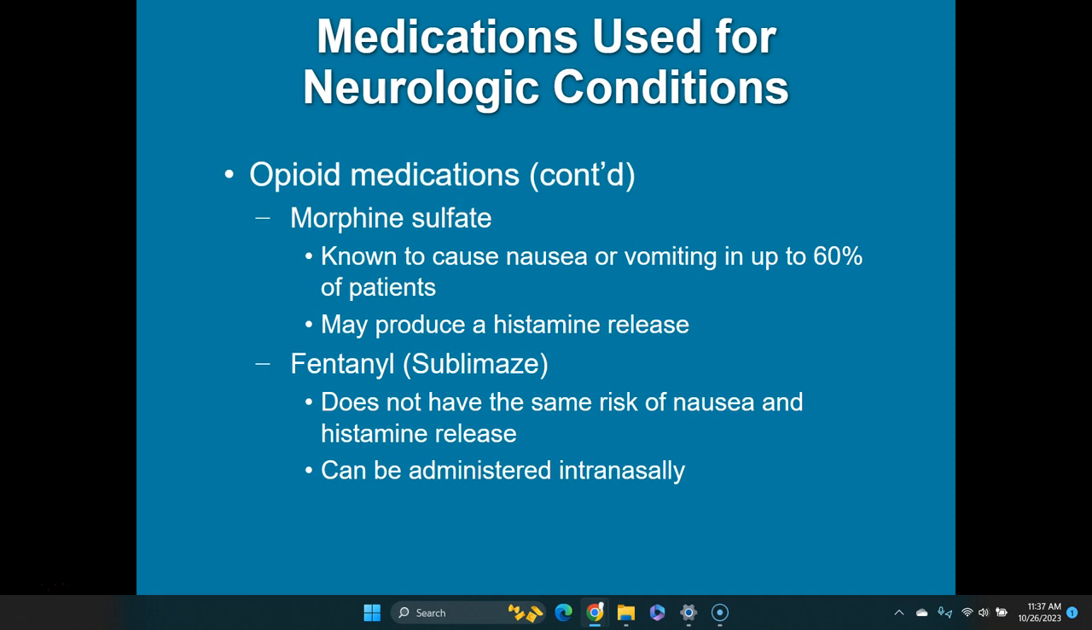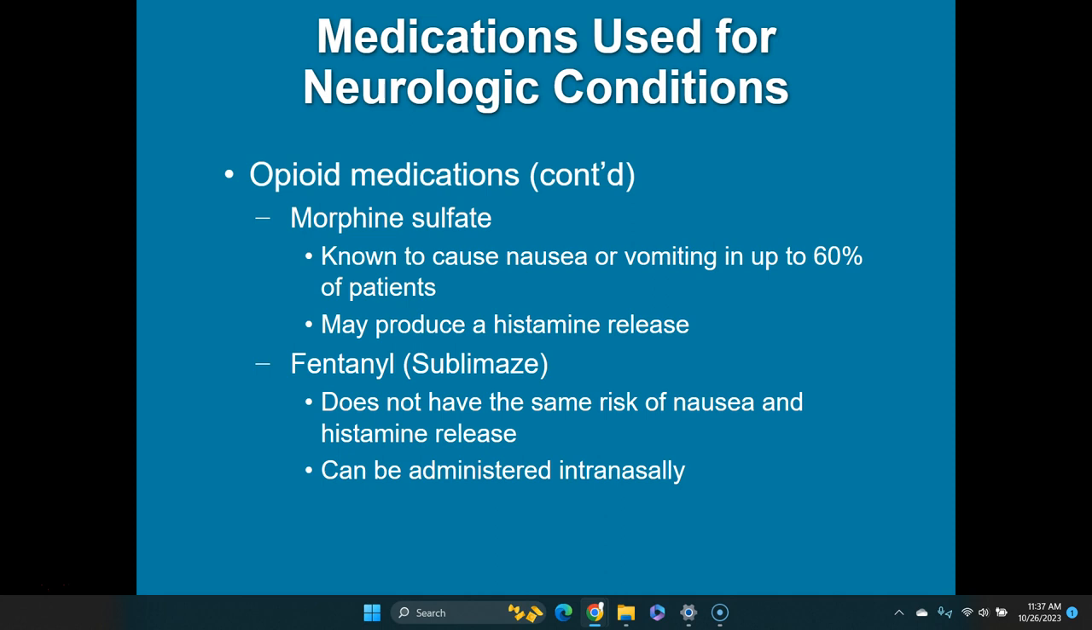Morphine, known to cause nausea or vomiting in up to 60% of patients. A lot of times, if you're given morphine, you just automatically give Zofran or something, phenergan, to go along with it. May produce a histamine response, causing a little bit of itching, flushing, diaphoresis. That's not technically an allergic reaction, it's just a histamine release caused by that morphine.